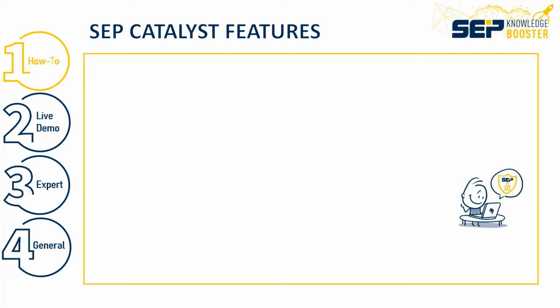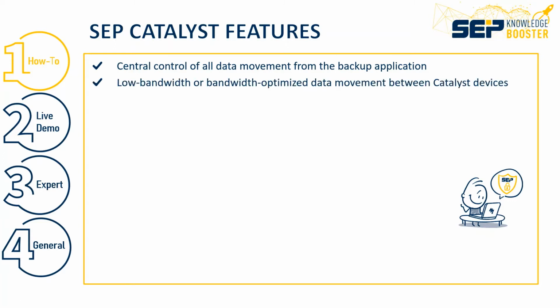Now, what are the features we provide with the Catalyst API in our backup software? First of all, important is the central control of all your data and all the copies from the backup application from our GUI, and I will show it in the live demonstration later on. We can use the low bandwidth and bandwidth optimized options which are provided by the Catalyst API.